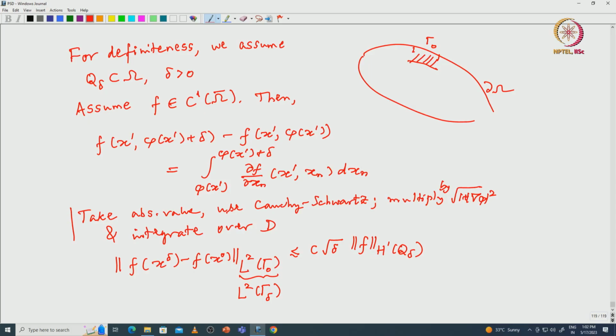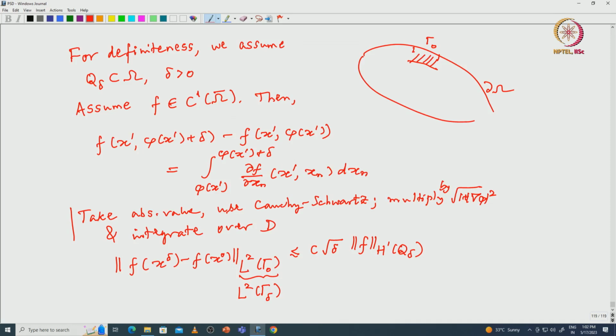Okay, so welcome back. So we are in the process of proving that H10 omega is precisely the subspace of H1 omega of those functions whose traces are 0.